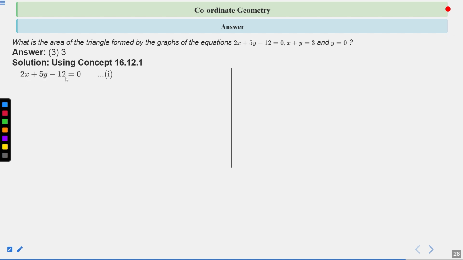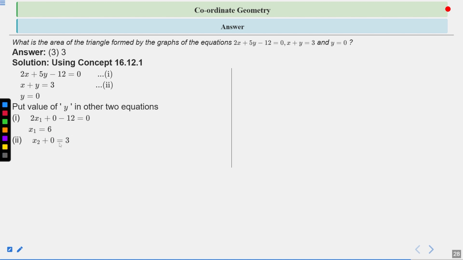So 2x plus 5y minus 12 equals 0. This is our equation 1. x plus y equals 3. This is our equation 2. And y equals 0. We just put in its value. So putting the value of y in the other two equations, what do we get? We get 2x1 plus 0 minus 12 equals 0. So we get x1 equals 6. In the same way, x2 plus 0 equals 3. So we get the value of x2, which is 3.